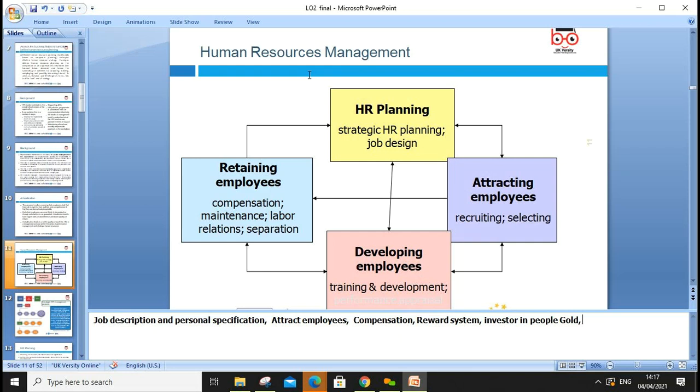So recruitment is crucial. Is there any difference between recruitment and selection? What do you think? Recruitment and selection. Is there any difference between the two terms? What do you think? Anyone?